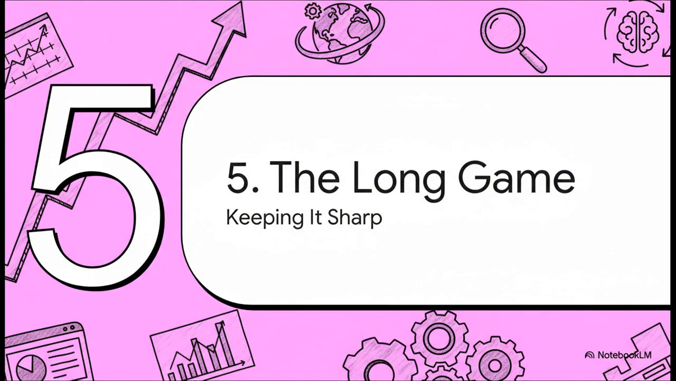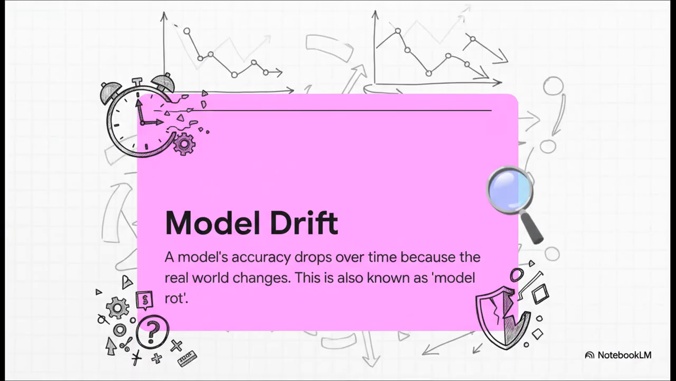Okay, the model is launched, it's working in production. So, we're done, right? Absolutely not. We are now entering the final and probably the most overlooked phase of all, the long game. See, a model's job is never really finished because the world it lives in is always, always changing. Over time, pretty much all models suffer from something called model drift. You might even hear people call it model rot.